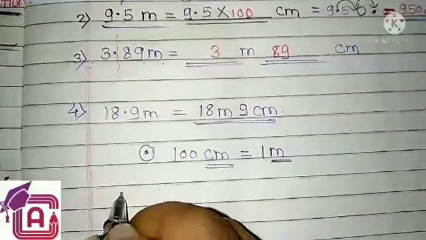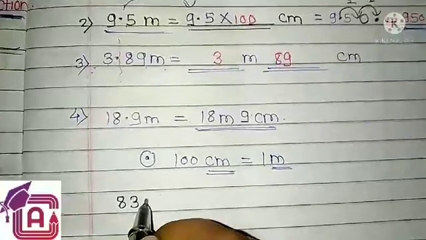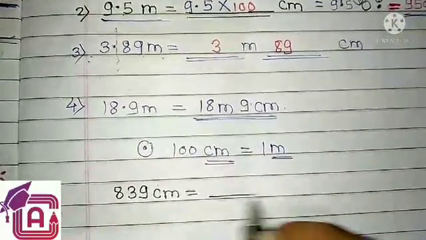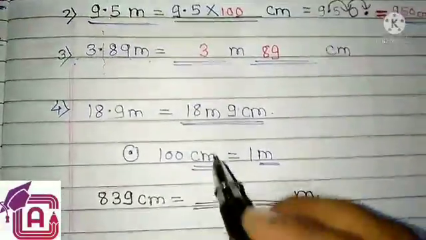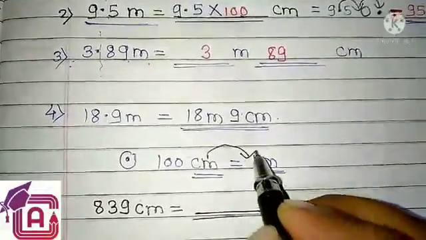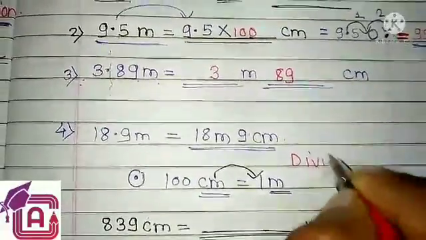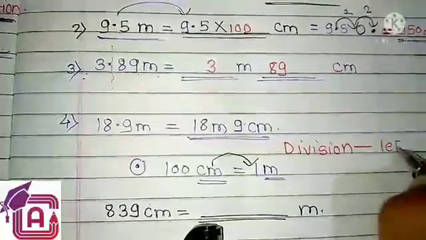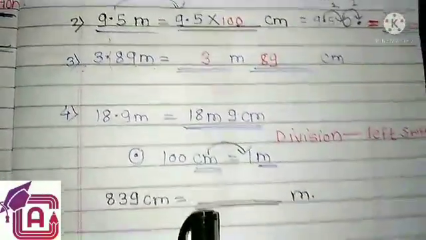if given like this, 839 centimeter is equal to how many meter? Here we are going from centimeter to meter, so which operation are we performing? Smaller to bigger means division. And which shift do we have to apply on a decimal point? Left shift.